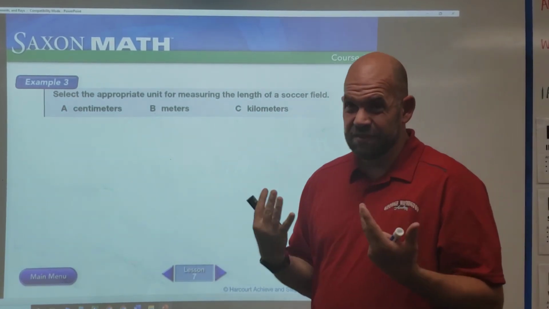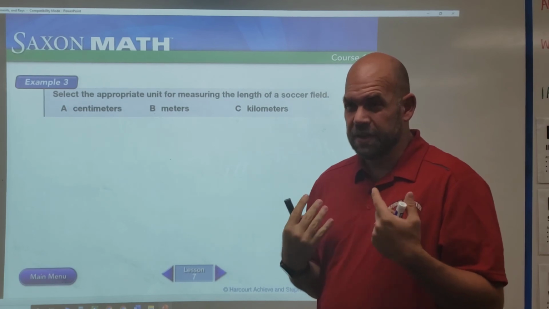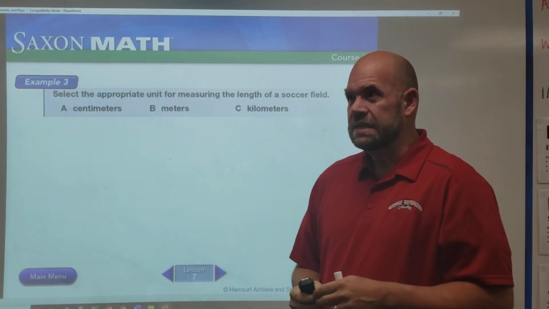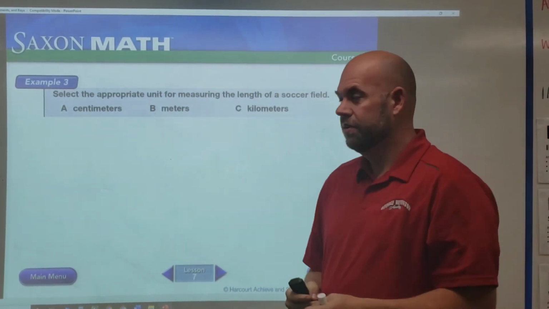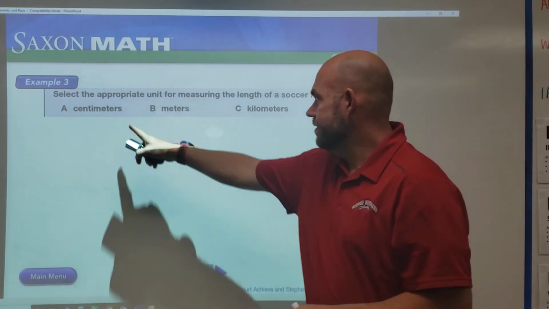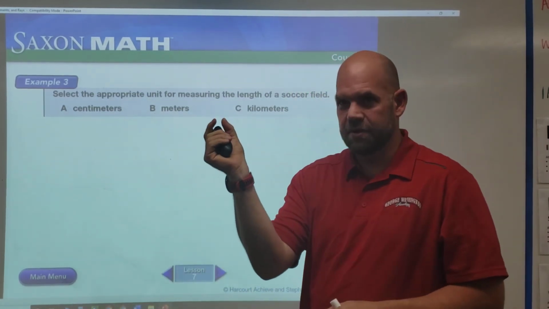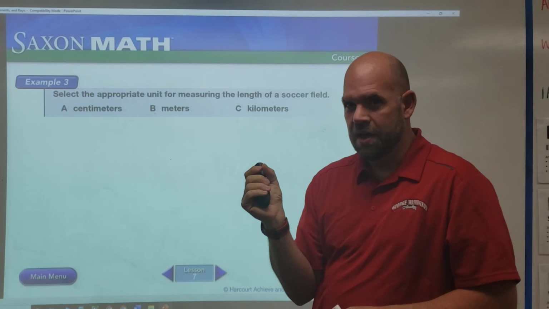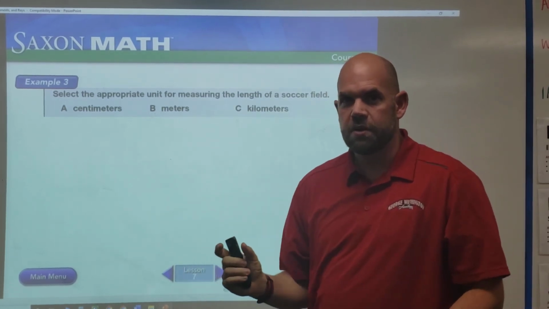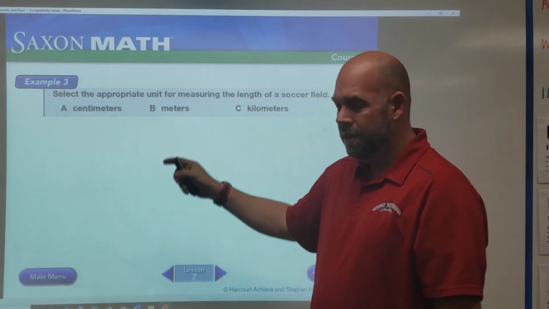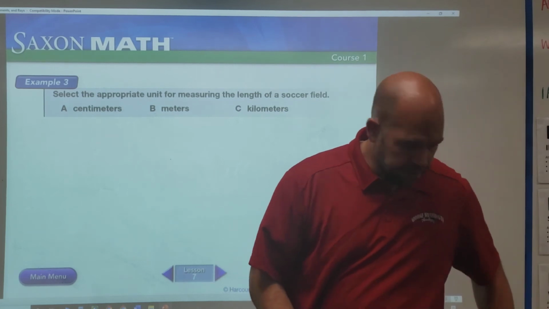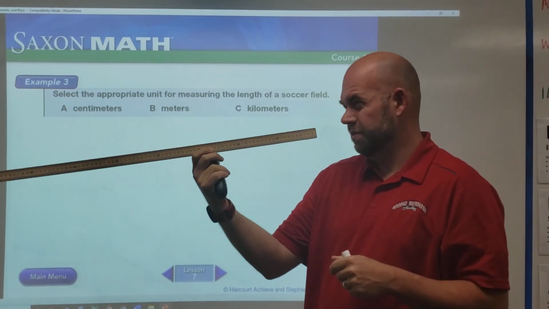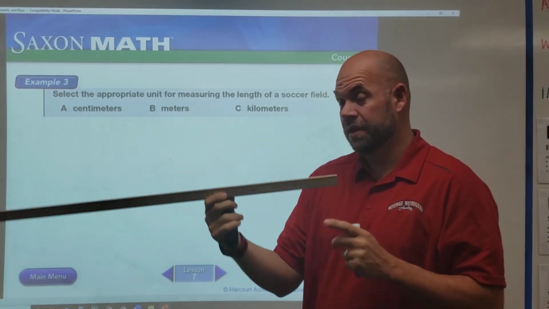What's the appropriate unit of measuring the length of a soccer field? So this is one where you just have to use your brain. You have to think, how big is a soccer field? Can I measure that in centimeters? Well, centimeters are that small. So if you measured it in centimeters, it'd be thousands or hundreds of thousands of centimeters. That'd be hard to keep track of. Meters, this is a meter right here. So if we thought of these, it'd be a lot of meters.